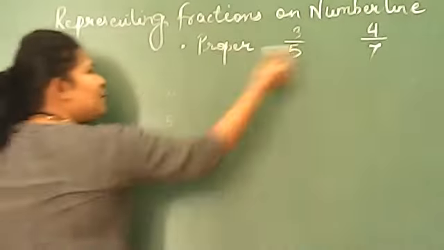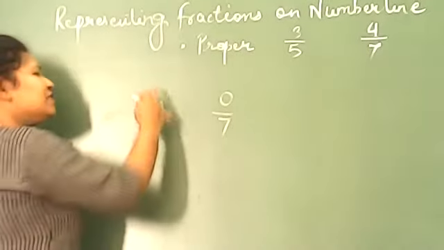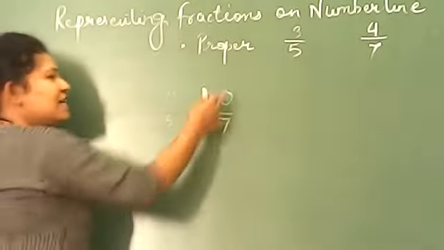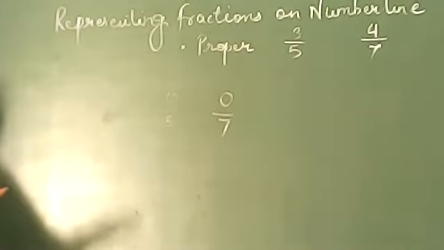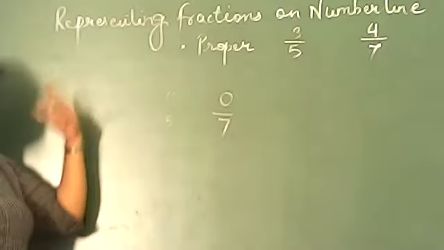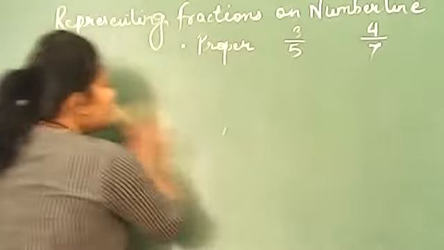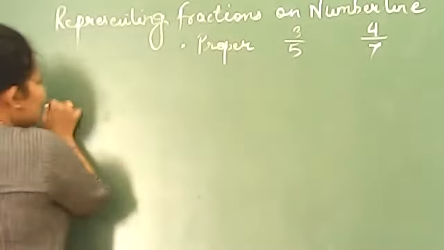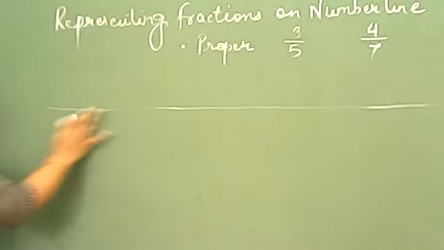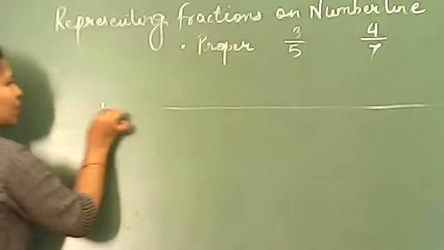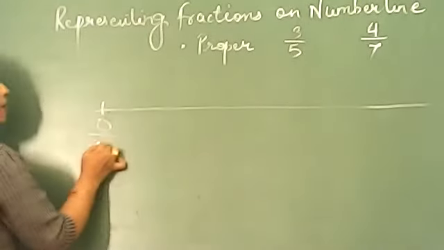If suppose the base is 7, then we will have 0 by 7, because 0 by 5 means also 0, 0 by 7 means also 0, and 0 by 11 is also 0 only. So either you write 0 by 5 or you write 0, both are the same. So let's have this representation on number line. First of all, we will draw a number line. We will start from 0 and to 0 we will write 0 by 5.